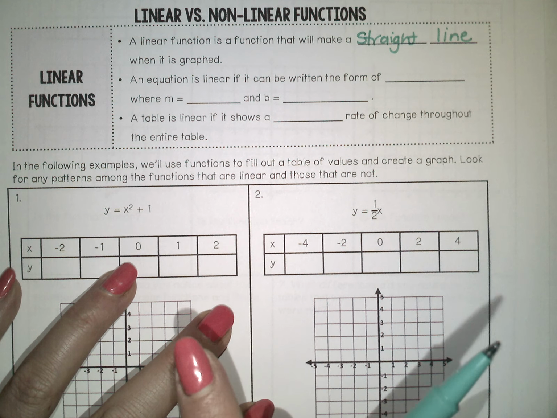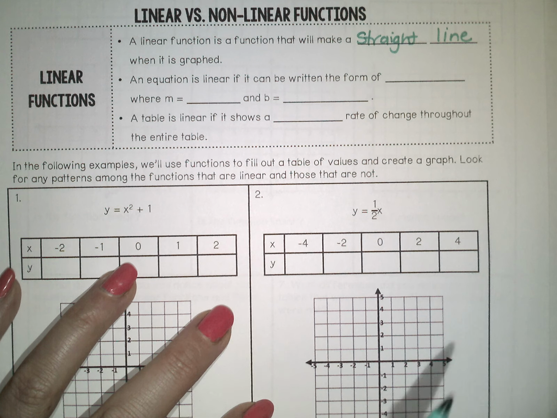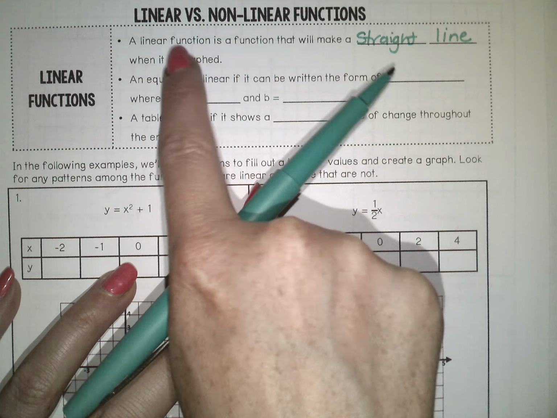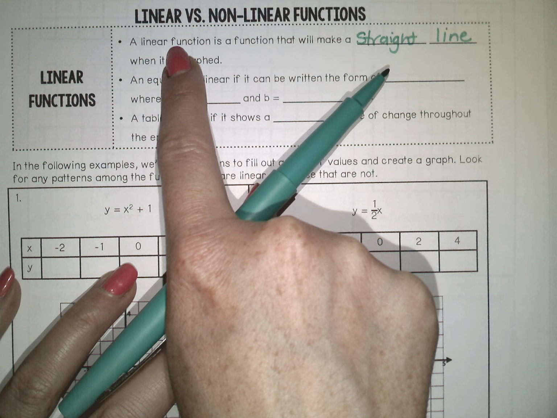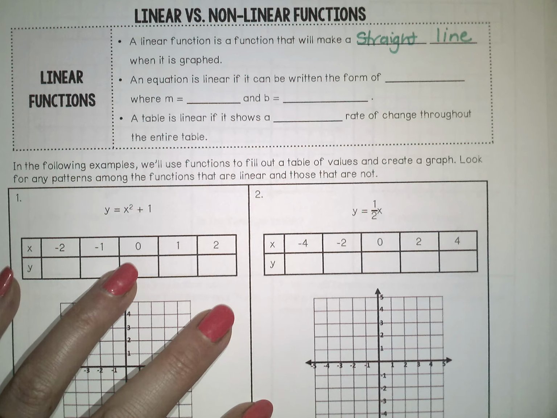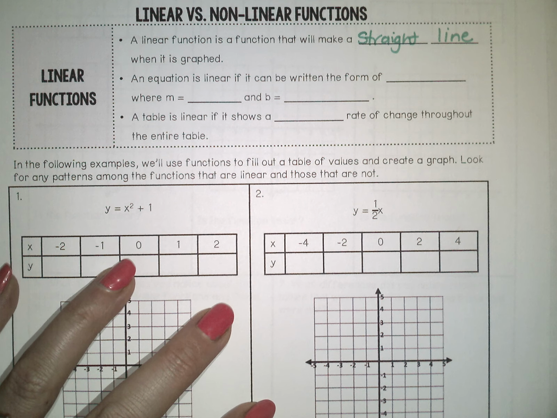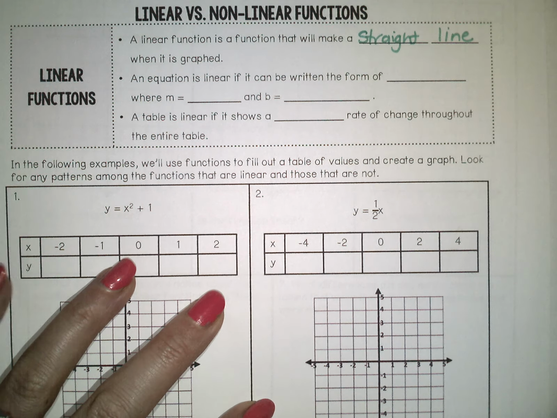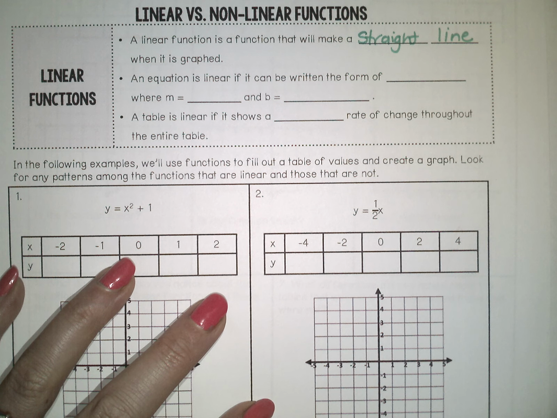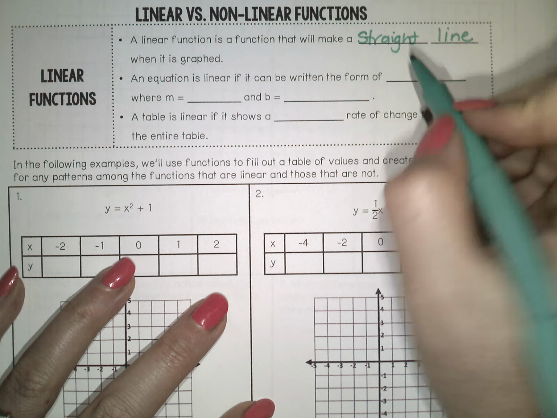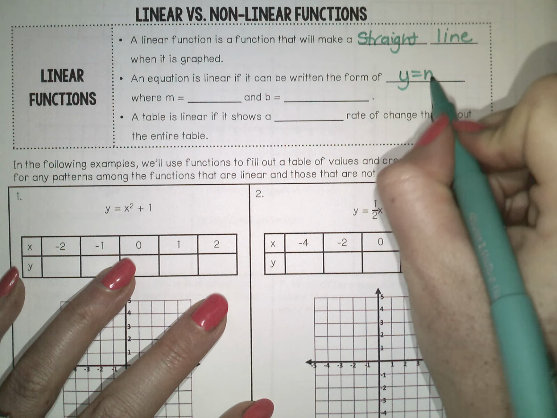Okay, so an equation is linear if it can be written in the form, you guys should know this by now, y equals mx plus b, where m is your slope, b is your y-intercept. A table is linear if it shows a constant rate of change. We talked about that in the last lesson. And it's got to stay constant throughout the entire table. So we're just going to do a couple examples here, and then you guys can get going on your classwork.